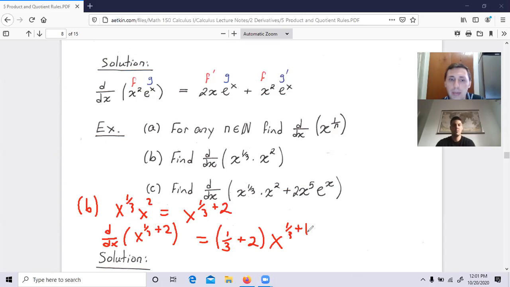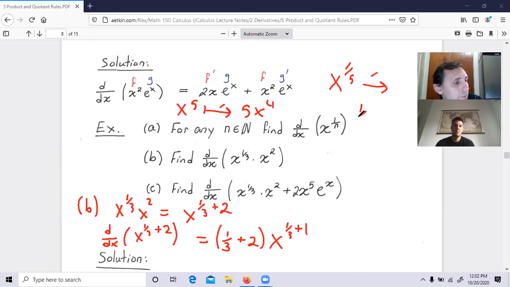The thing is, we have not verified that the power rule works for numbers other than integers. For example, when we actually derived it, we know that if it's x to the 5, and I take the derivative, it's 5x to the 4. And we just did in part A, we again verified that if it's x to the 1/5, then the derivative is 1/5 x to the 1/5 minus 1. Okay, we verified it for such fractions, but 1/3 plus 2 is already a different number.